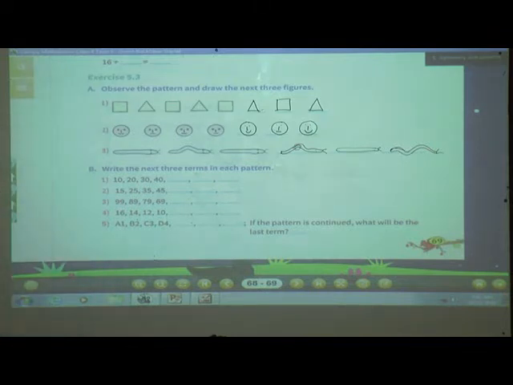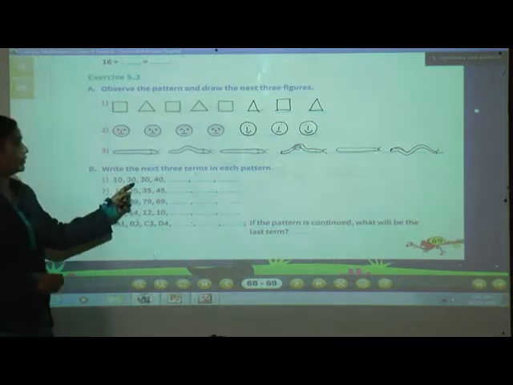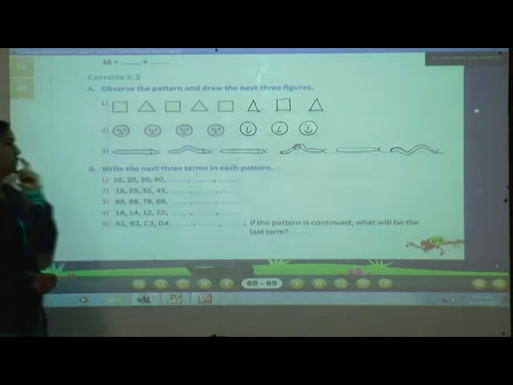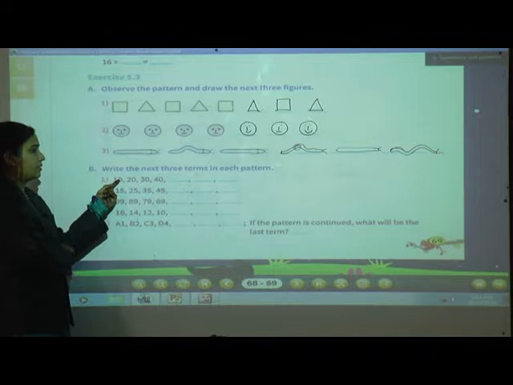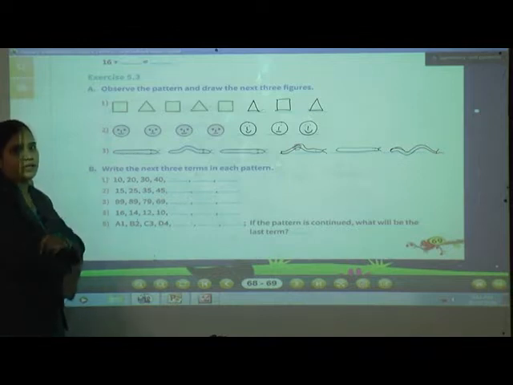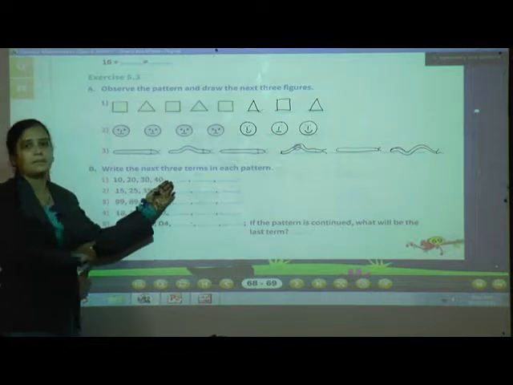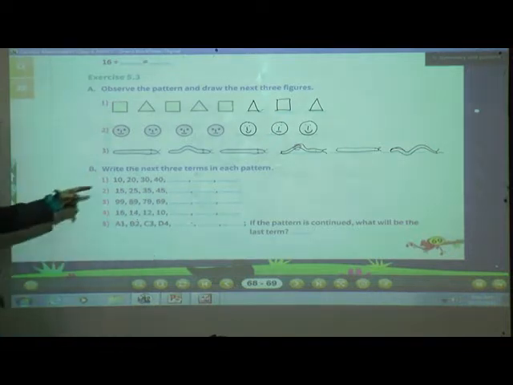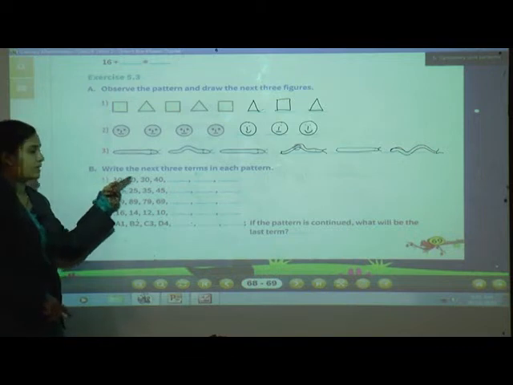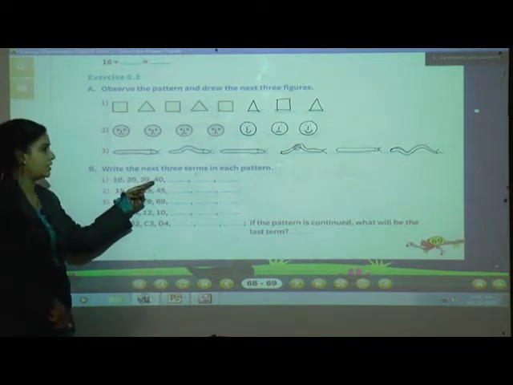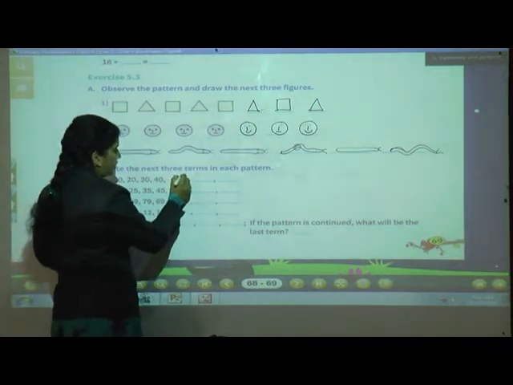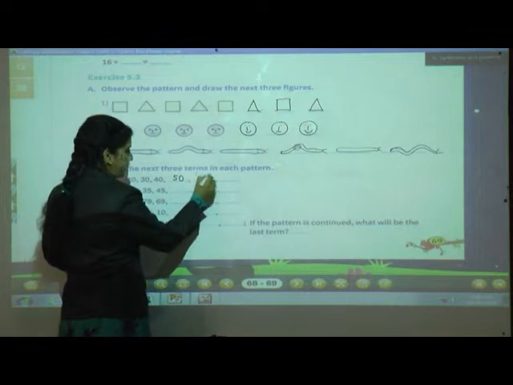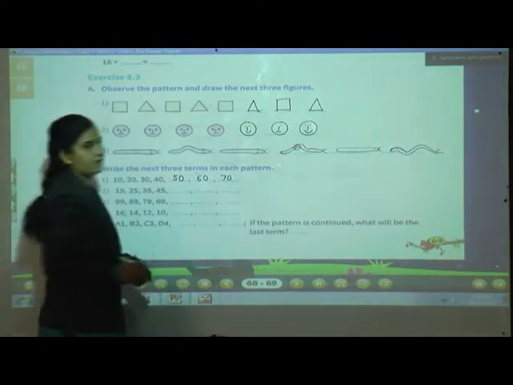Now here in the next question, write the next 3 terms in each pattern. Now observe first one, students. 10, 20, 30, 40. What do you observe, students? Here if we add 10, we'll get the next number. Or we can say this one is a table of 10. 10 ones are 10, 10 twos are 20, 10 threes are 30, 10 fours are 40, and now 10 fives are 50, 10 sixes are 60, and 10 sevens are 70.